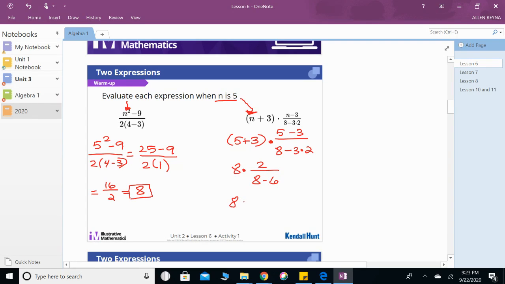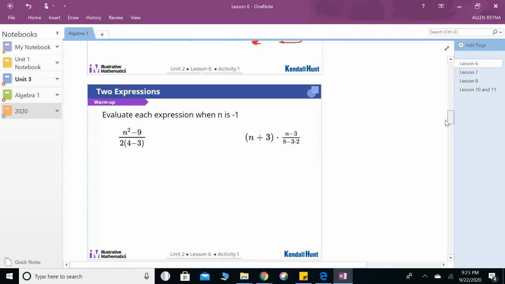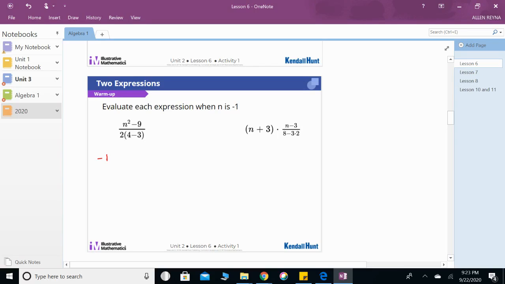Okay, so we get 8 times, keep the 2 on the top. 8 minus 6 is 2. This simplifies to 1. And 8 times 1 is 8. All right, we got the same. Yay! Okay, we're going to try it again for -1. I'm going to have you guys do this one, and then we're going to figure out what you get. So take out a piece of paper, substitute in -1, and then let me know what you get.